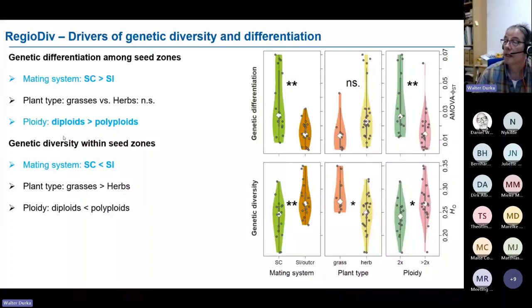So doing that more clearly in a statistical model, we looked at whether differentiation among zones is affected by the mating system, and clearly the self-compatible species are more genetically differentiated in space than the self-incompatible ones, which have higher rates of gene flow. The grasses and the herbs are not statistically significantly different in their spatial genetic pattern. And the diploids are more strongly differentiated than the polyploids. If we look at the diversity within seed zones, there is not much pattern except that the mating system again says that the self-compatibles are not as diverse as the self-incompatible species.